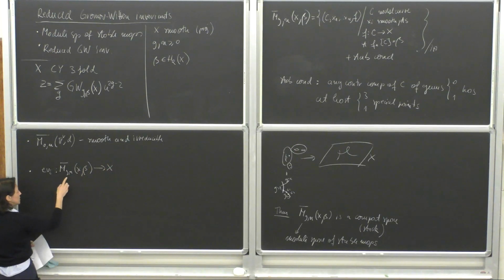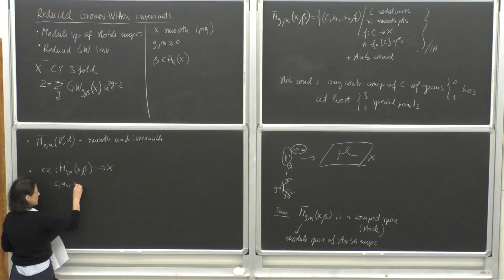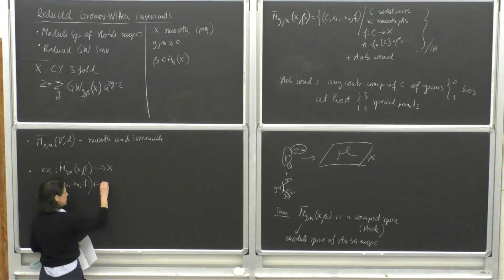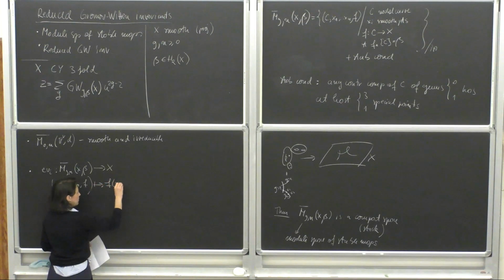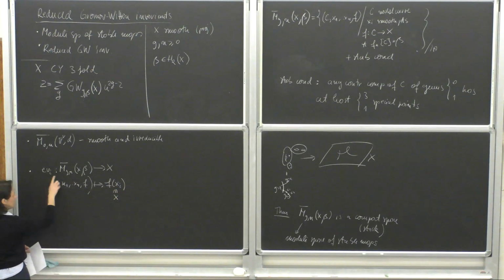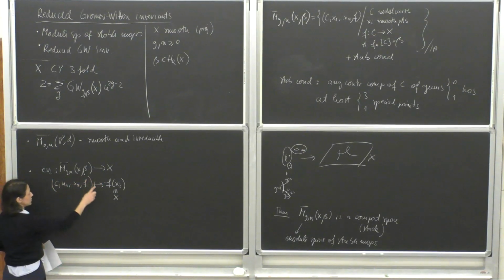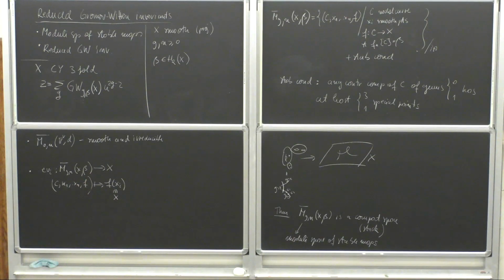Remember that points here are curves with marked points x1, ..., xn, and a map f. So now I can send this to f of some xi, which will be a point in X. So I have a map which is called the evaluation at the ith point.